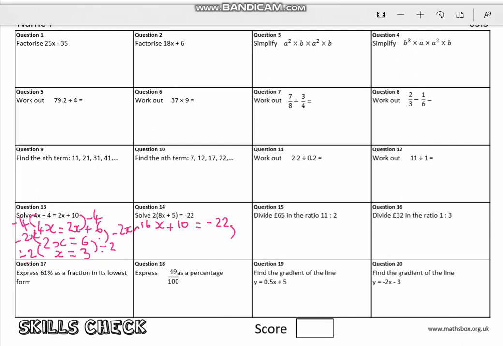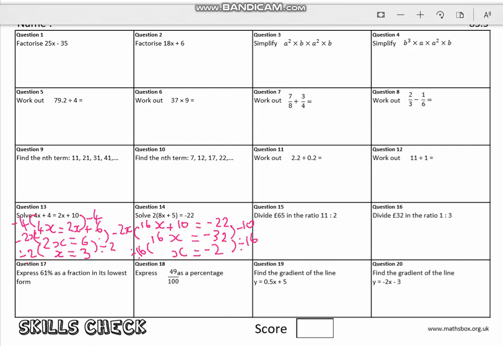If we've got a plus 10, we're going to minus 10 from both sides, so that leaves us with just 16x on this side, and if we take away 10 from minus 22, that's going to leave us at minus 32. Now I've got 16 x's but I only want 1, so I'm going to divide by 16 on this side, and divide by 16 on this side. That leaves me with x on this side and minus 2 on this side.